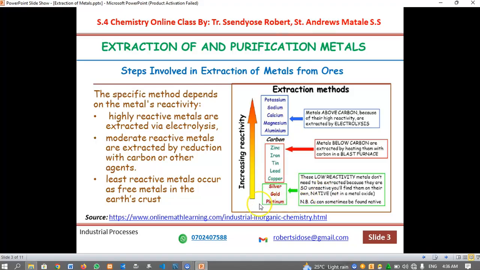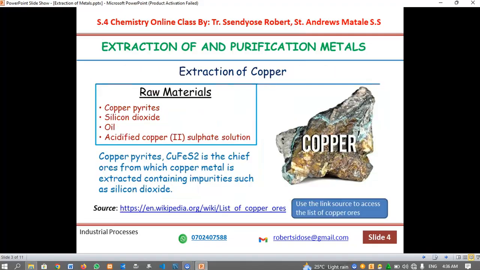So you can tap the link. Each slide has a link embedded where you tap and read further information about that slide. We have seen the steps involved, and you have looked at further information from the link. Now let us see how to extract metals. Let us start with copper.